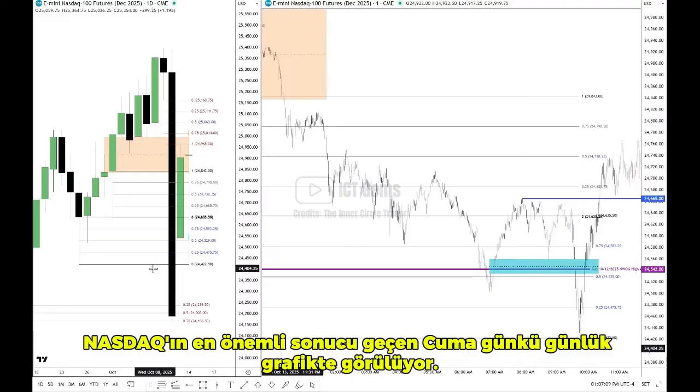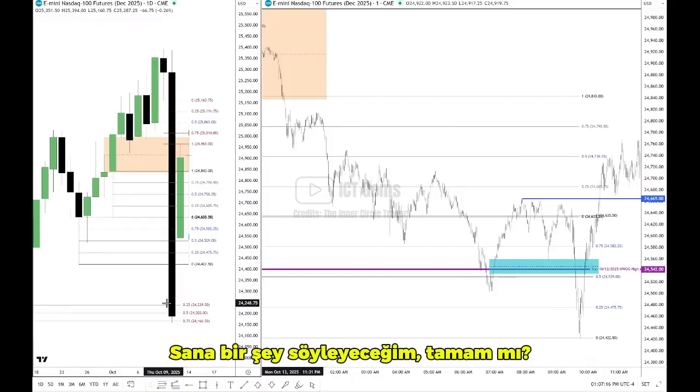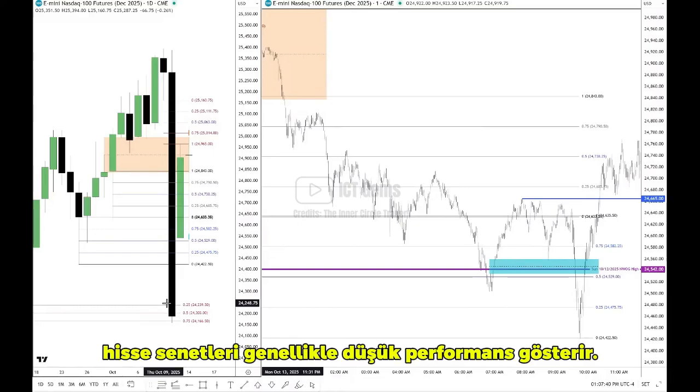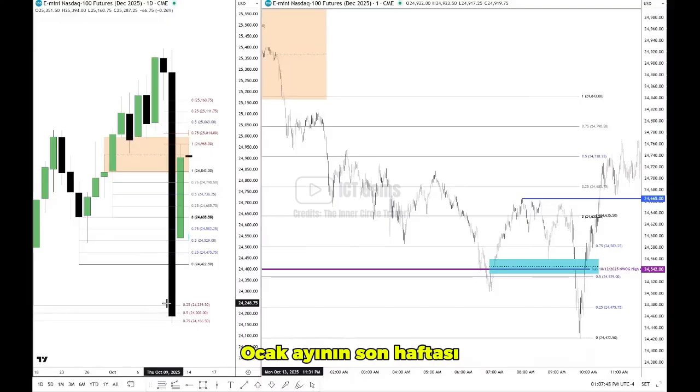NASDAQ. Bottom line is this. Daily chart last Friday, literally controlled demolition. Okay. I'm going to say something to you. And I want you to just think about it. What time of year is it right now? It's in the fall. In the fall, stocks generally make a low and then they go higher into some measure of usually the last week of January, maybe the first or second week of February.